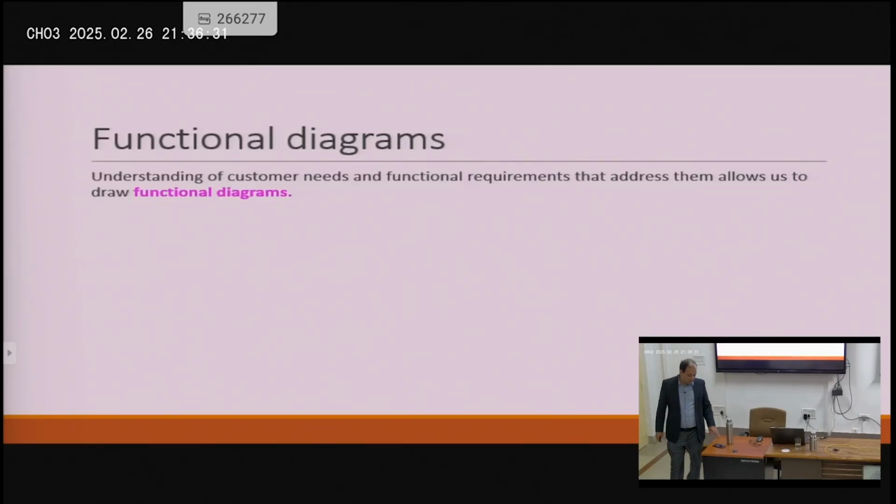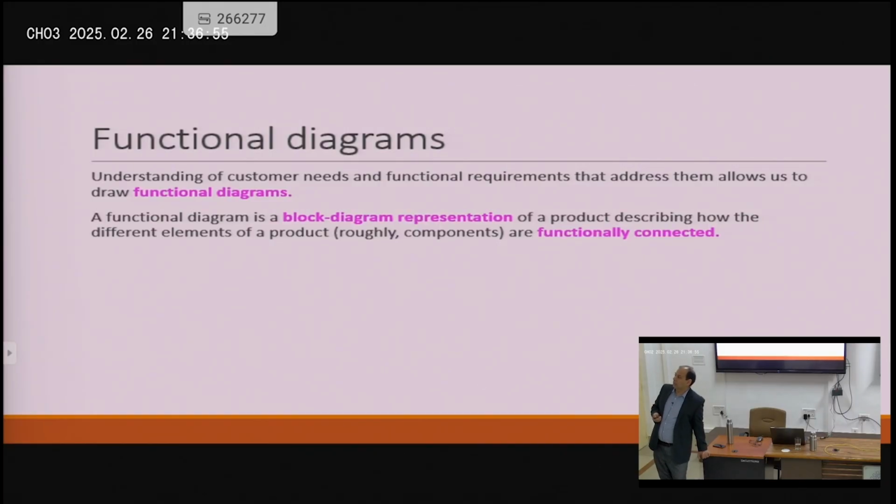So we'll do one more topic, and that is that of functional diagrams. Functional diagrams are a way to represent a system in an abstract way, but still helps us understand what the general structure of the system would be like, right? So it's a block diagram representation. You take blocks.